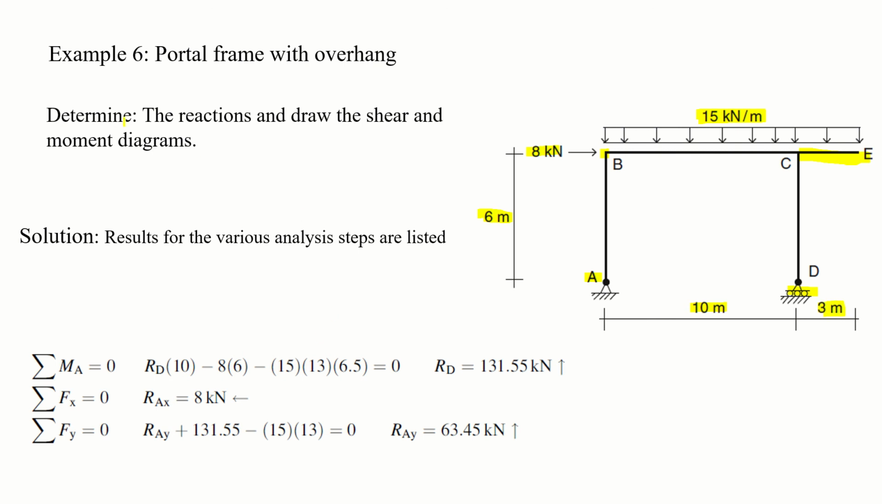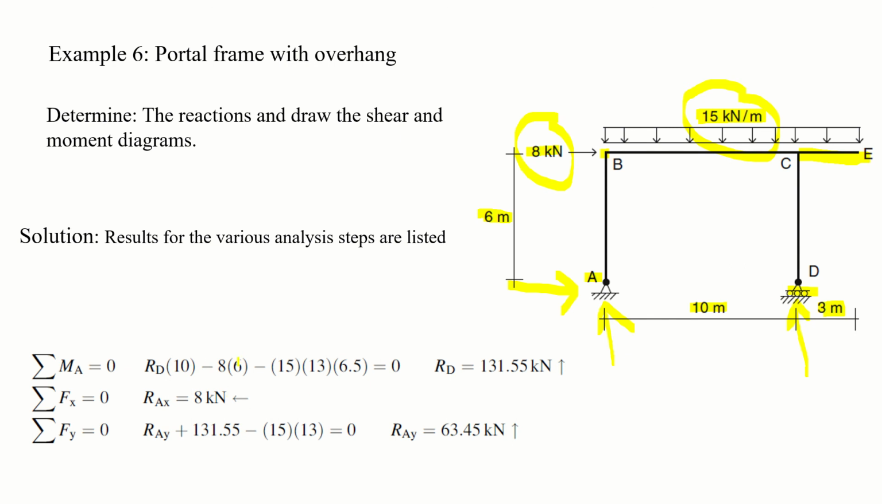So, same requirements: determine the reactions and draw the shear and moment diagrams. Solution results for the various analysis steps are listed below. Take moment at A equal to 0. We took moment about this point, so RAY and RAX are not used in the equation. We are left with this RD, this 8 kilonewton and this UDL. So two known forces and one unknown.